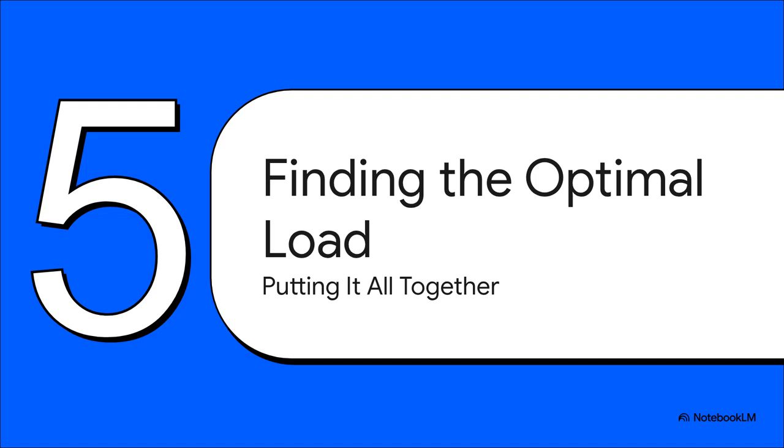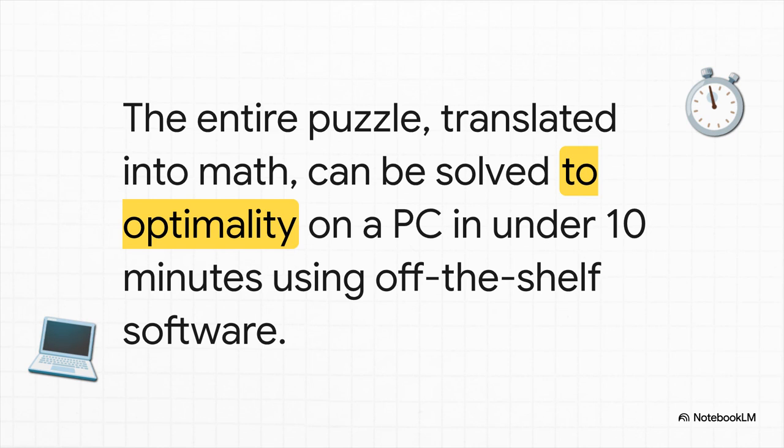So we've got our goals, we've got our basic decision variables, we've got the all-important rulebook, and we've got this super clever trick for handling volume. Let's put it all together and see what the computer spits out. And here is the magic moment. Once you've described the entire puzzle in this special language, a standard, off-the-shelf computer can find the single best answer in less than 10 minutes.